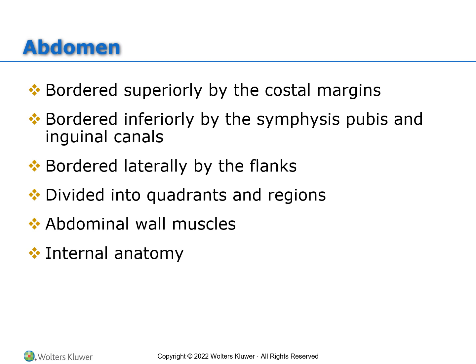First, we look at structure and function. So the abdomen itself is bordered superiorly by the costal margins, inferiorly by the symphysis pubis and inguinal canals, and then laterally by the flanks. You have to understand the anatomic division or the abdominal quadrants, the abdominal wall muscles, and the internal anatomy of the abdominal cavity to perform an adequate assessment. And it's divided mostly according to these quadrants and regions.